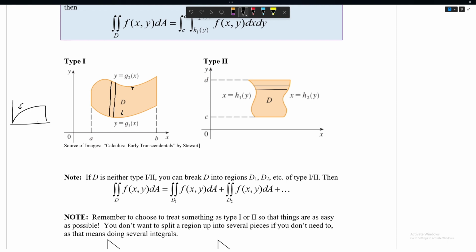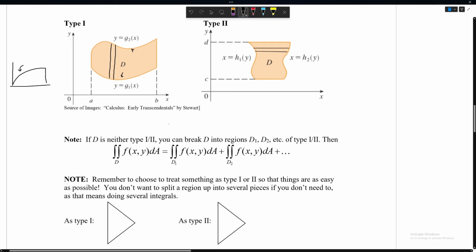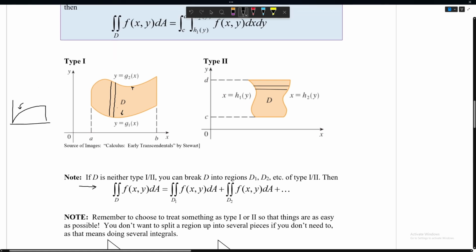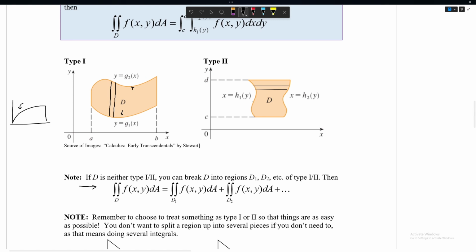You see, I only have one side that is weird, but sometimes you have both sides that are weird. Okay? And so if D is neither type 1 or type 2, you can break D into regions D1 and D2, etc. I still haven't seen her give you an example like this. Maybe it will come on the midterm, but do keep in mind that if you can't integrate horizontally and vertically, you could technically break them into two separate ones and then add them together.